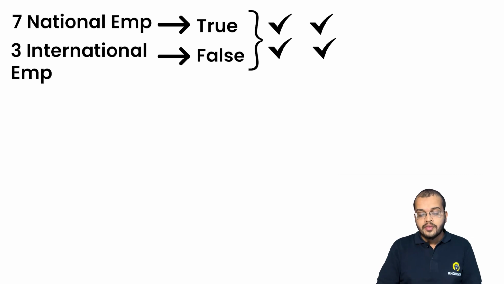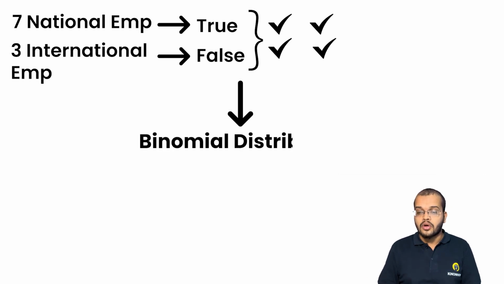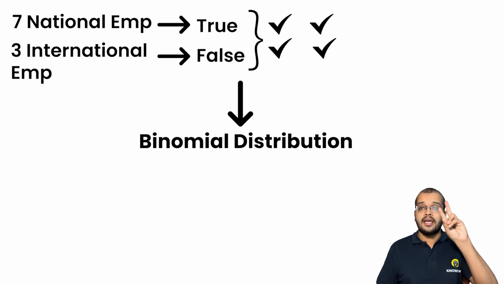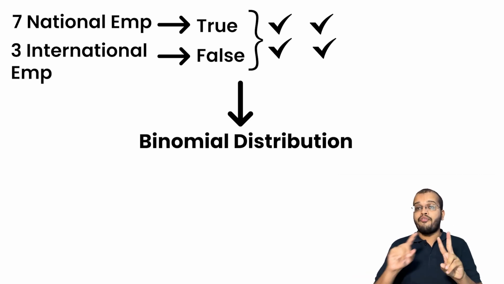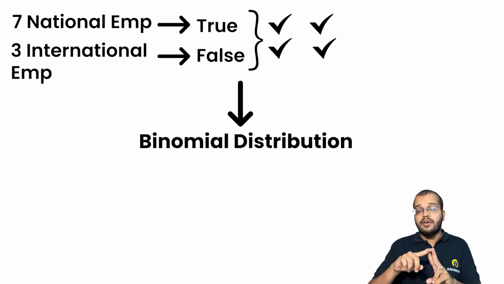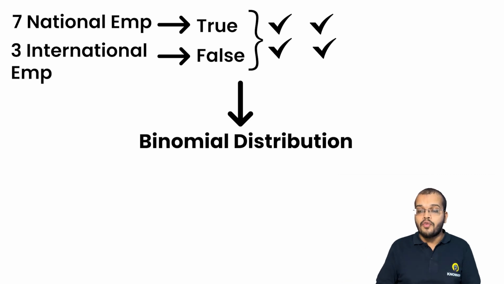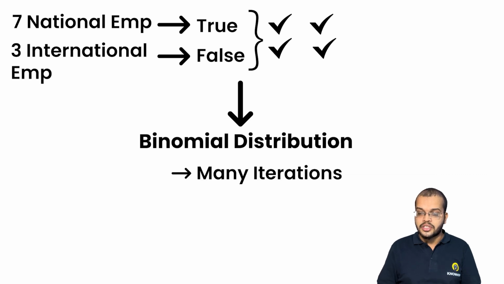But if we do the similar experiment n number of times in a row, then we come up with the distribution called binomial distribution. Only 2 possible outcomes is Bernoulli distribution, but if we repeat it n number of times, when we have many iterations, then we go with the binomial distribution. So the conditions for the binomial distribution are, number 1, many iterations, and number 2, the very interesting thing, for every iteration there will be only 2 outcomes.